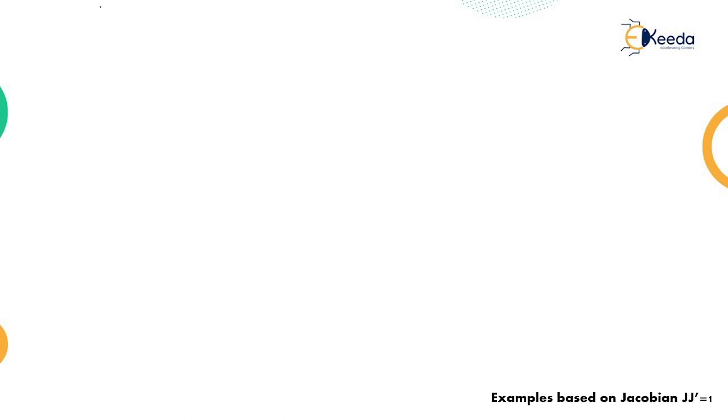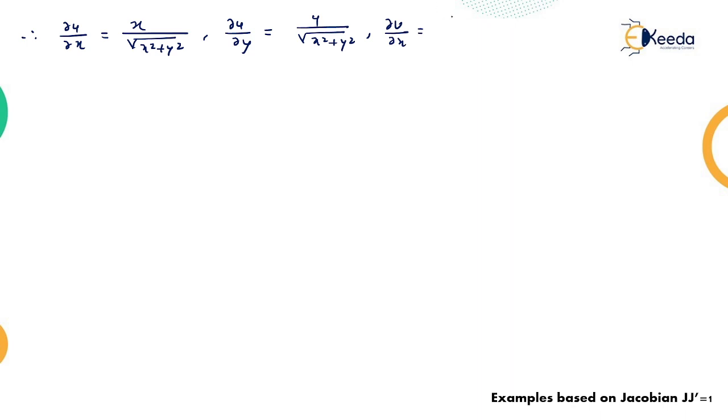Therefore ∂u/∂x becomes x upon √(x² + y²), and ∂u/∂y becomes y upon √(x² + y²). ∂v/∂x becomes minus y upon x² + y², and ∂v/∂y is equal to x upon x² + y².